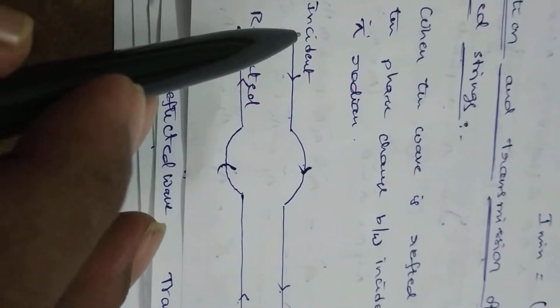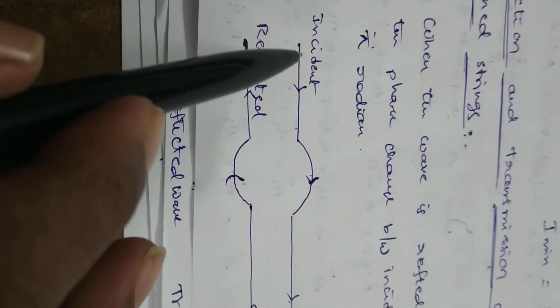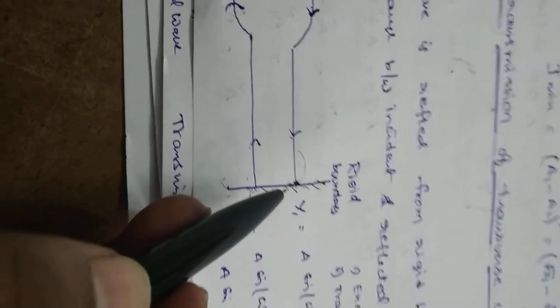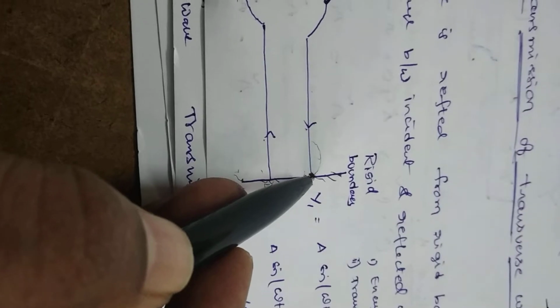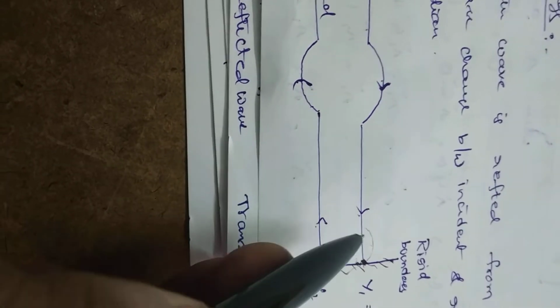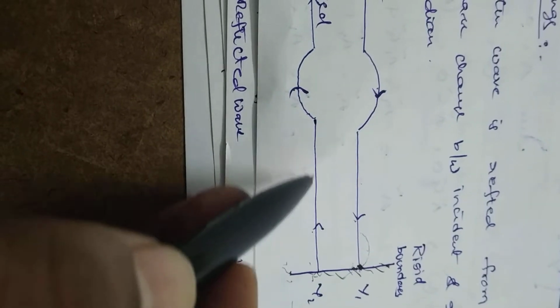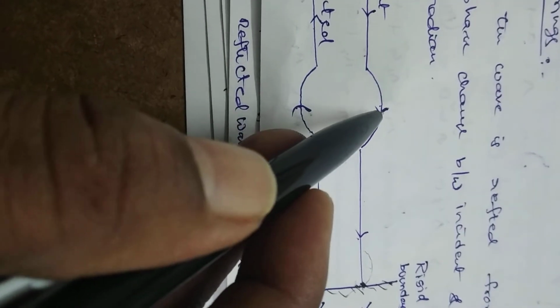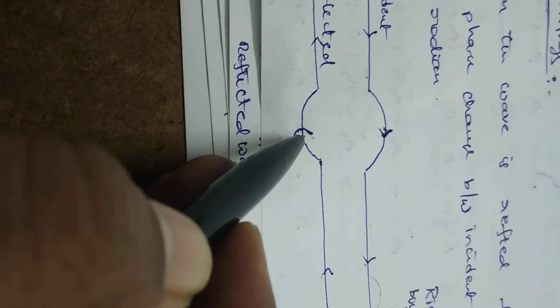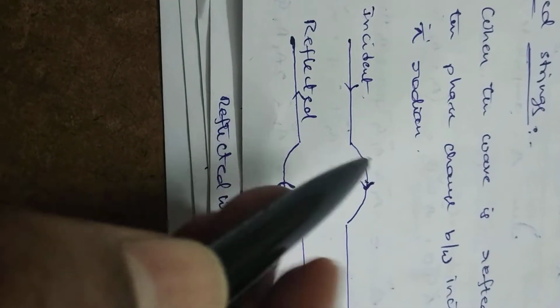Right? It is an incident wave. Let the wave be traveling towards the positive x direction and incident on the rigid boundary, and the wave is reflected like this. In between the incident and reflected wave the phase difference is 180 degrees. That means at the point of a crest there will be a trough. So the phase difference between incident wave and reflected wave is equal to 180 degrees or pi radians.